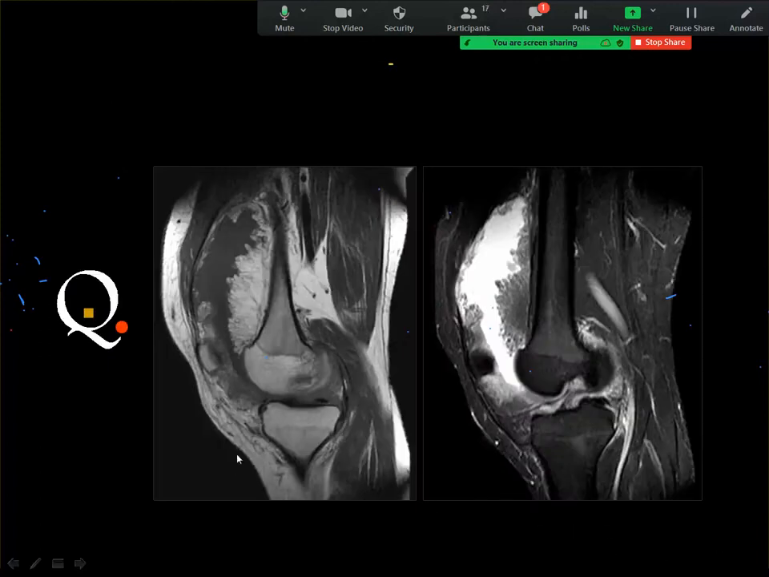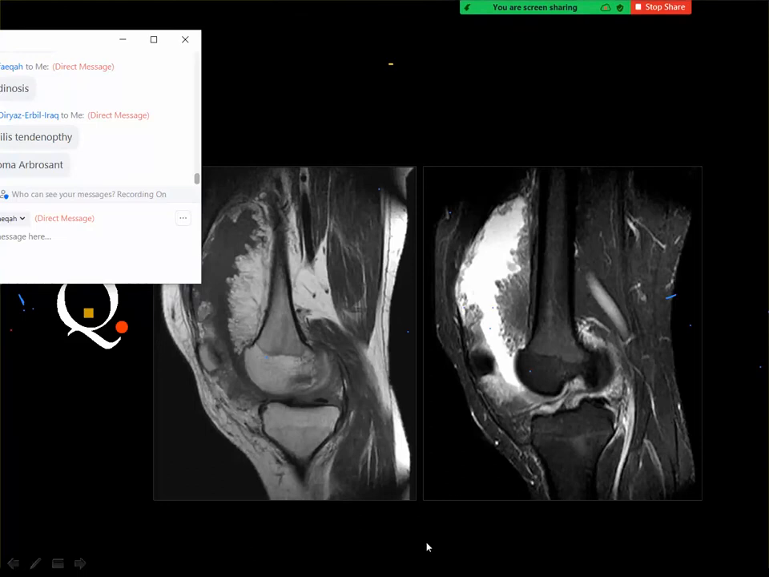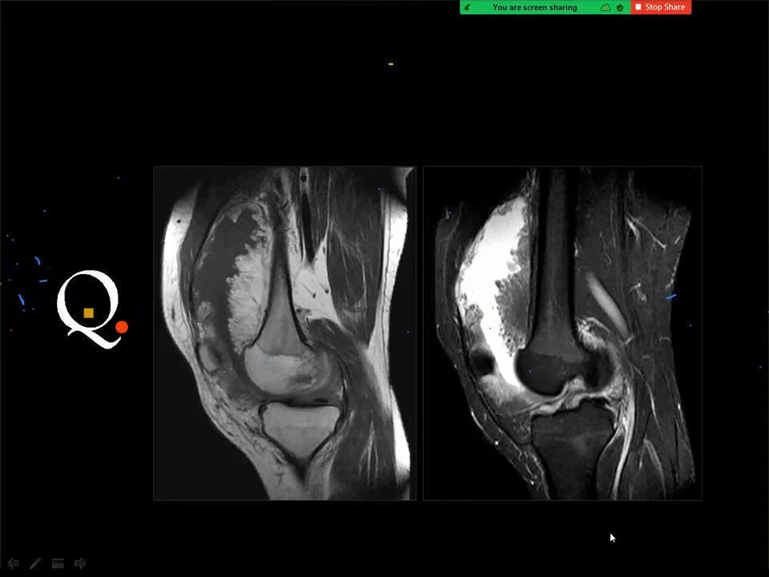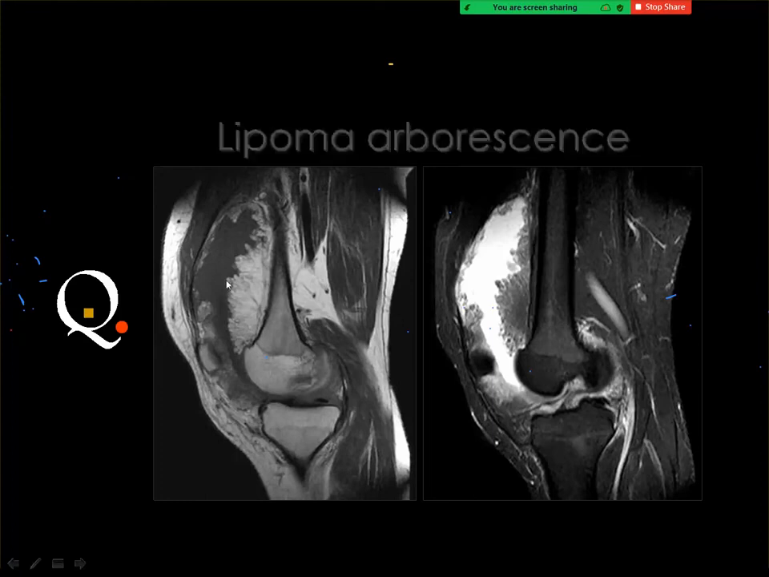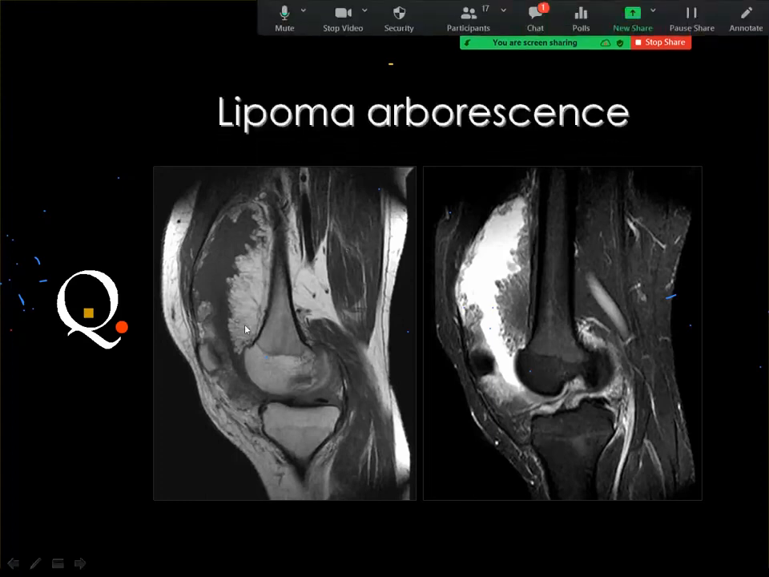The next case is MRI of the knee, sagittal T1 and the sagittal STIR. Lipoma arborescens, yes, this is right, lipoma arborescens, and you got inside the knee joint a big mass formed of fat signal, bright in the T1 and dark in the STIR images, embedded within a big amount of joint fluid. If you see this appearance, this frond-like appearance is known as lipoma arborescens.